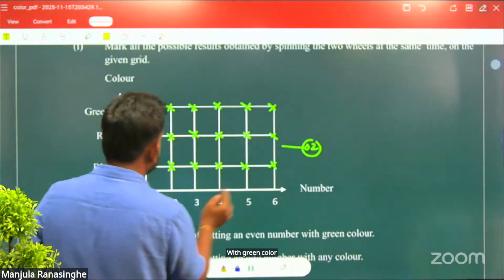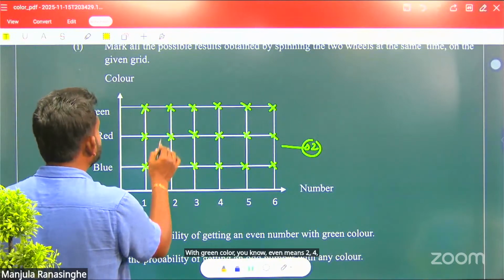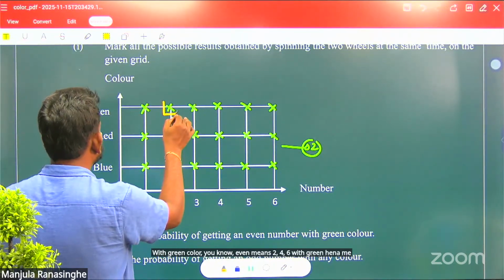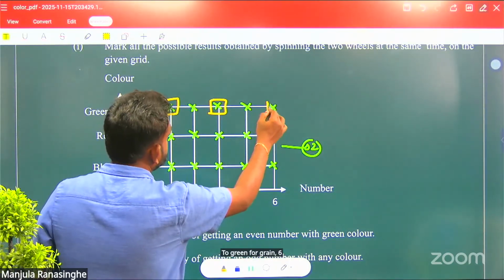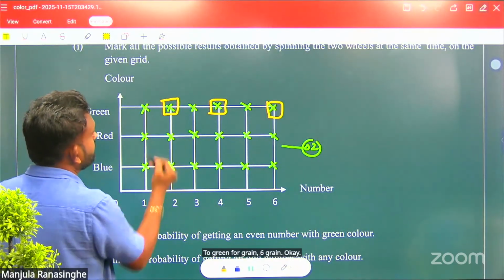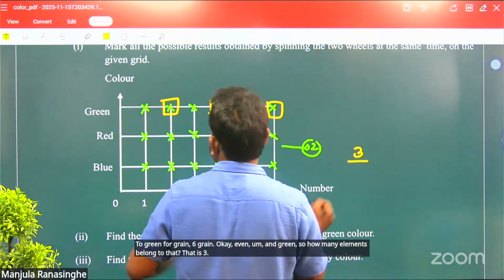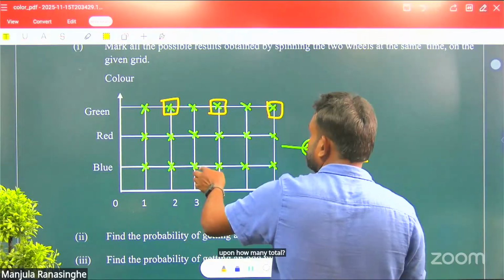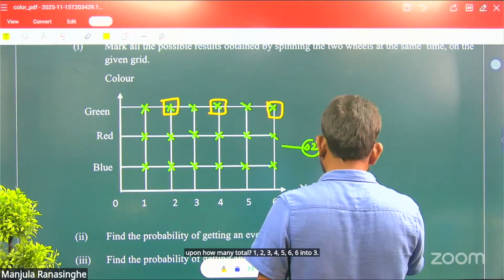Even number with green color. Even means 2, 4, 6 with green: 2 green, 4 green, 6 green. Even number and green, so how many elements belong to that? That is 3 upon how many total? 1, 2, 3, 4, 5, 6. 6 into 3, 18.